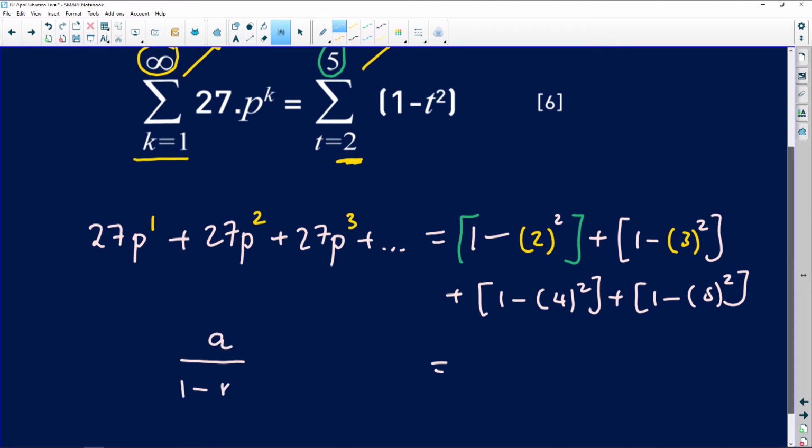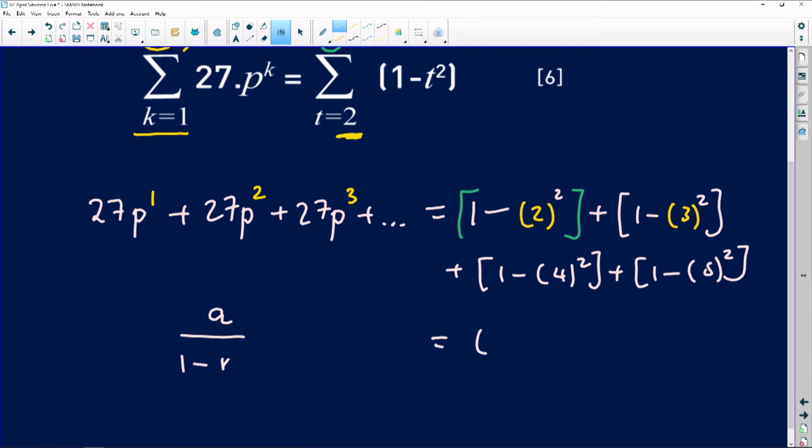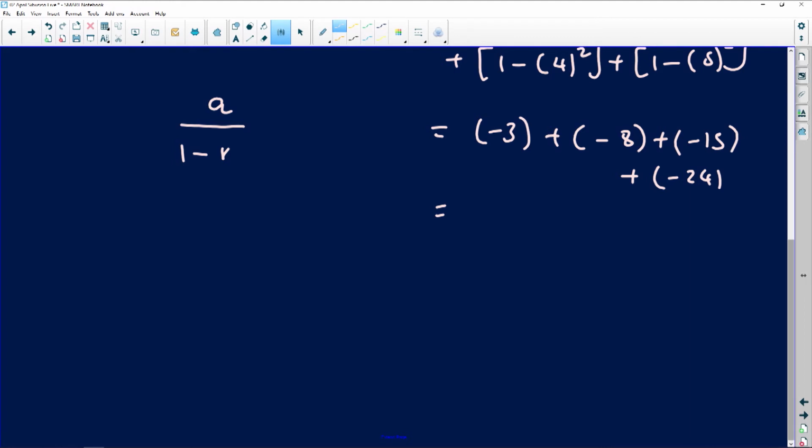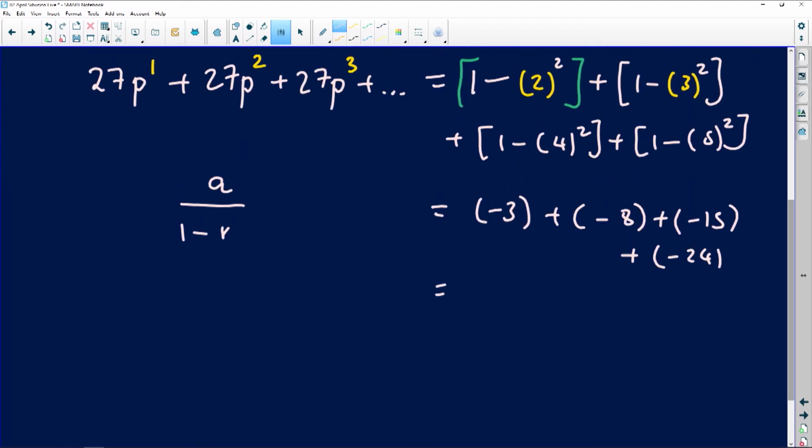Okay, now on the right-hand side, all those are just numbers, so let's write them down. The first one is minus 3, and then the second one is 1 minus 9, which is minus 8. The third one is 1 minus 16, which is minus 15, and the last one is 1 minus 25, which is minus 24, right? And then on the left-hand side, we need to know what the a value of this particular series is. The a value is always the first term, and it was given to us as 27p. So I'm going to put 27p for a on the numerator, and on the denominator I've got 1 minus the ratio.